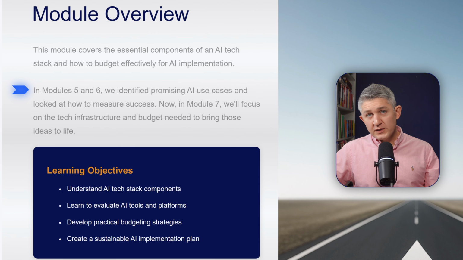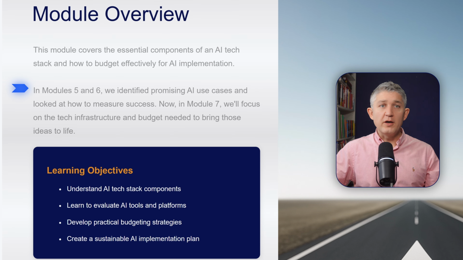Let's get into it. In Module 5 and 6, we prioritized use cases and defined success metrics. Now we focus on technology and money at a high level. Technology and money are two things that make everything else real. Learning objectives for this module are to understand the stack, evaluate tools, plan budgets, and build a sustainable roadmap. By the end, you will know what to buy, how to connect it, and how to afford it.